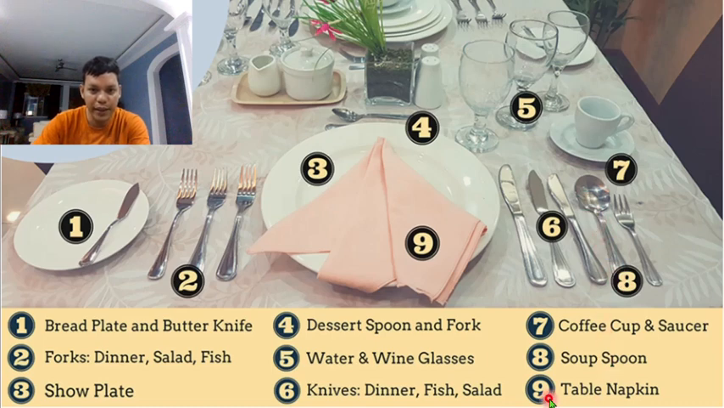And number 9, this is table napkin. We also have a fork here. This is called appetizer fork. It's not mentioned in this picture. So we will have a recap. They also have a salt and pepper shaker.